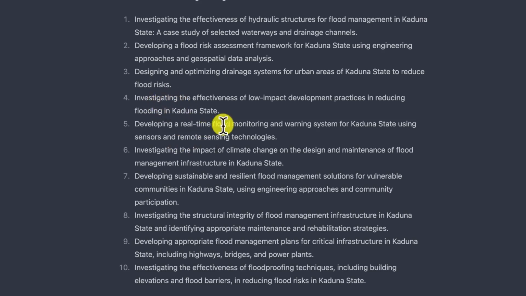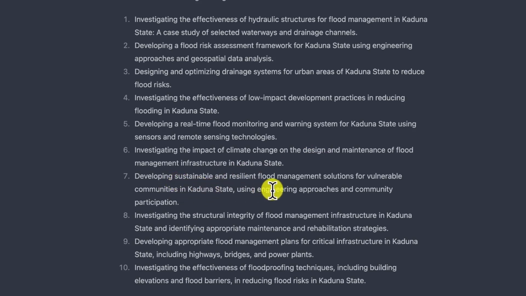Investigating the effectiveness of low-impact development practices in reducing flooding in Kaduna State. Developing a real-time flood monitoring and warning system for Kaduna State using sensors and remote sensing technologies. Completely engineering. So, investigating the impact of climate change on the design and maintenance of flood management infrastructure in Kaduna State. This is very, very nice, also engineering related.